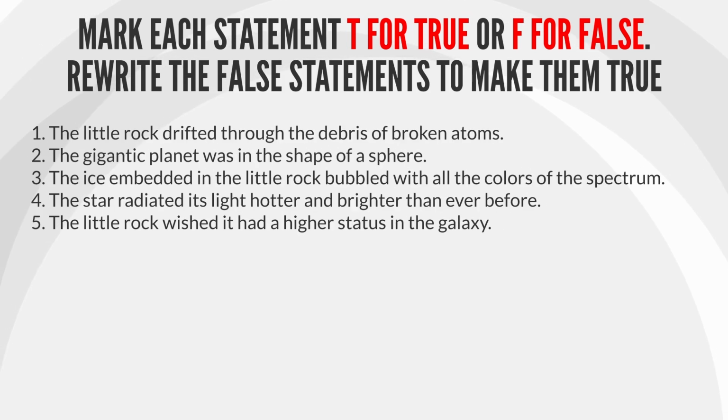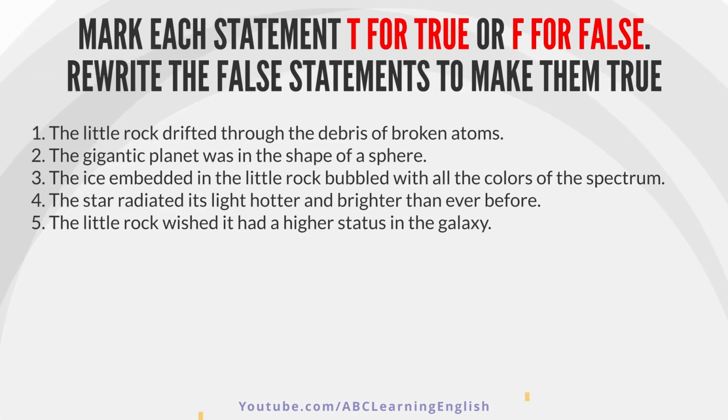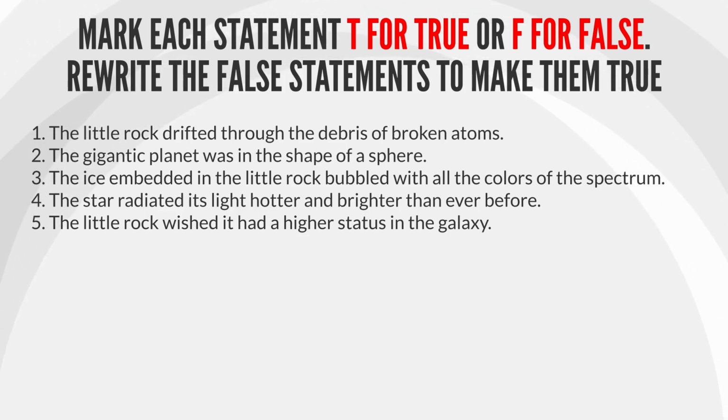1. The little rock drifted through the debris of broken atoms. 2. The gigantic planet was in the shape of a sphere. 3. The ice embedded in the little rock bubbled with all the colors of the spectrum. 4. The star radiated its light hotter and brighter than ever before. 5. The little rock wished it had a higher status in the galaxy.